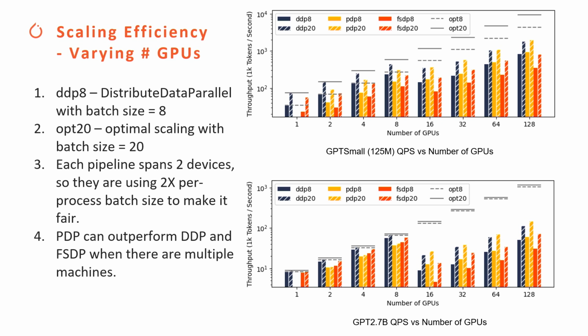First, the larger batch size leads to higher throughput, and batch size 20 is always more efficient than batch size 8 across all the paradigms, which is expected as larger batch size means more efficient kernels and lower amortized communication overhead.